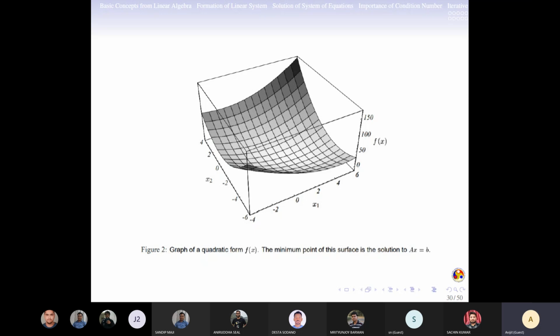And you have to start with some initial approximation, because these are iterative methods. So obviously you will start with an initial approximation, somewhere above, here or here. Then you have to slide down and reach the minimum point. How you go down and reach the minimum point is the main mechanism, and that will be given by steepest descent and conjugate gradient.